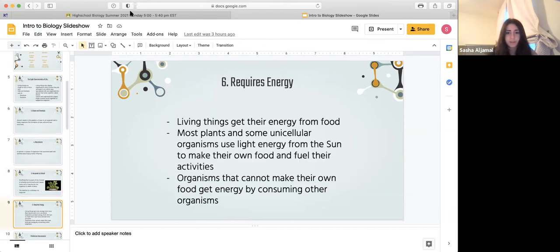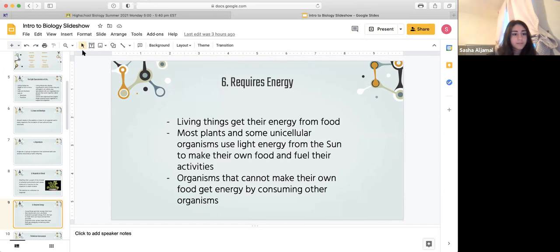And then for the sixth one, requires energy. Living things get their energy from food, and most plants and some unicellular organisms use light energy from the sun to make their own food and fuel their own activities. So I have a question now. I don't expect you at all to know this already, but if anyone knows what this process is called, where most plants and some unicellular organisms use light energy from the sun, you can put it in the chat.